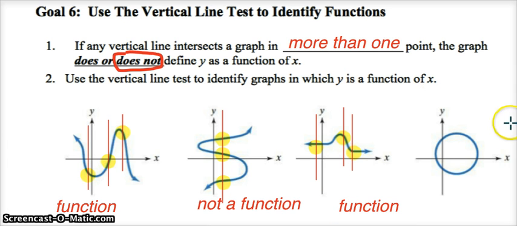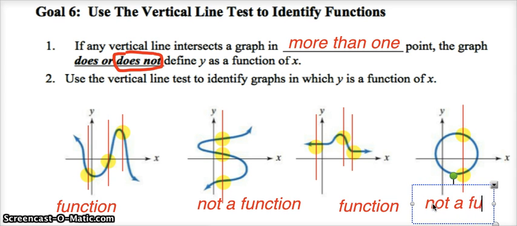And then finally, the final example, the circle we have down here. One line's enough for me to see that this vertical line intersects in 2 points or more than 1 point, so this graph is not a function.